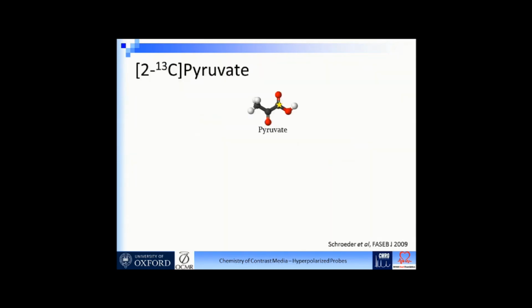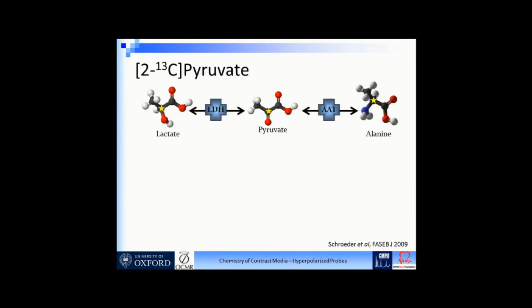One of the other beauties of this technique, as with all MR techniques, is that you've got chemical specificity to which molecule, and which atom within a molecule, you're looking at. So if you transfer the 13C label over to the second carbon position within pyruvate, you can still monitor those transformations into lactate and alanine.